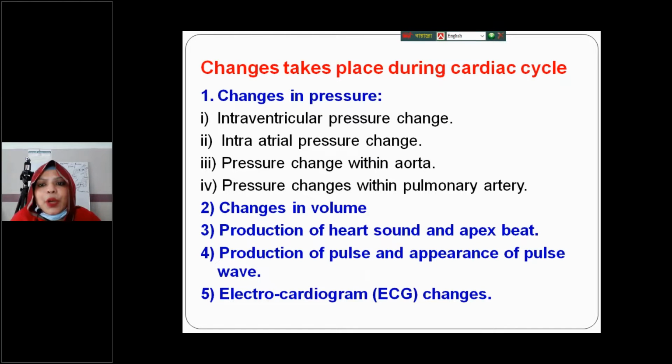This is a very, very important written question. Please students, everybody write down this question: what are the changes that take place during the cardiac cycle? Please don't worry at all, because in the next class I will repeat this cardiac cycle again, because this is very complicated for undergrad students. So I have to repeat these things again.